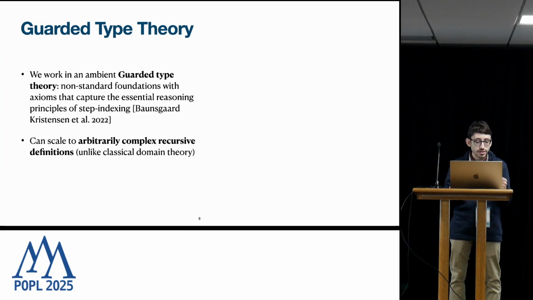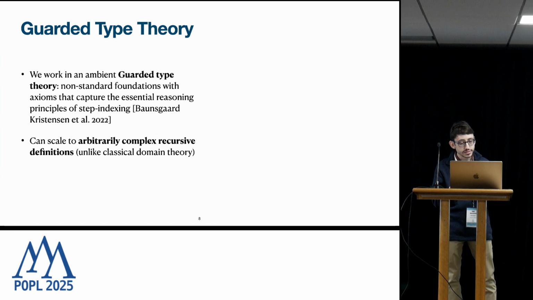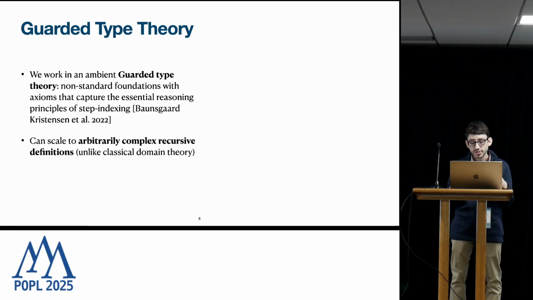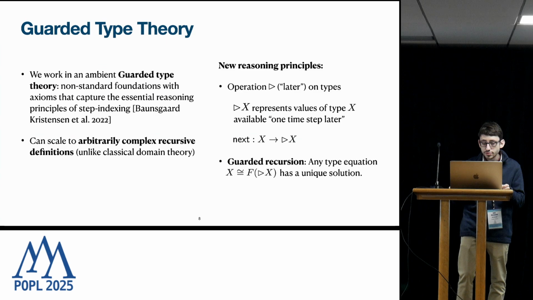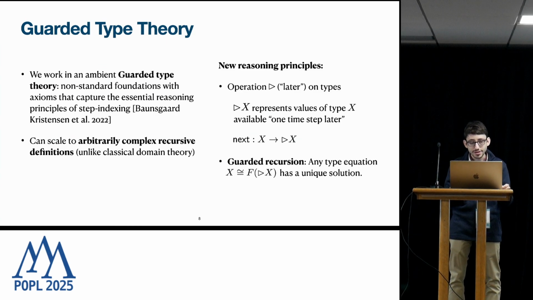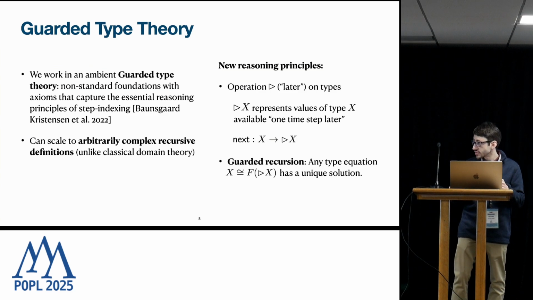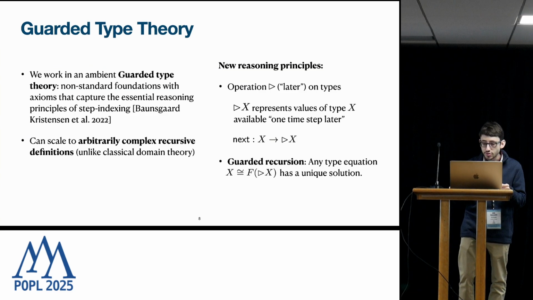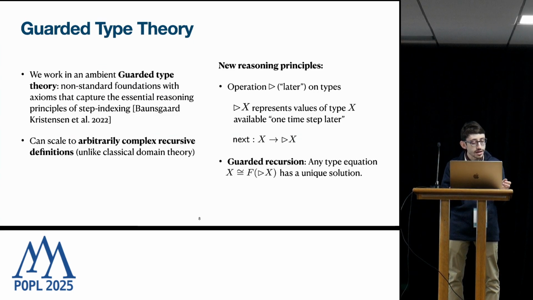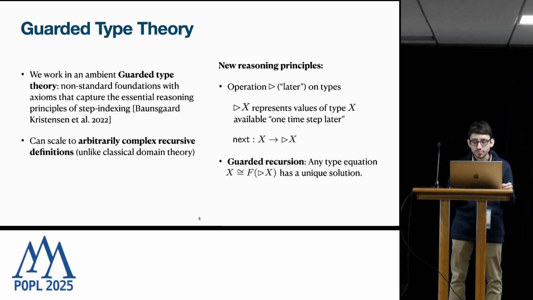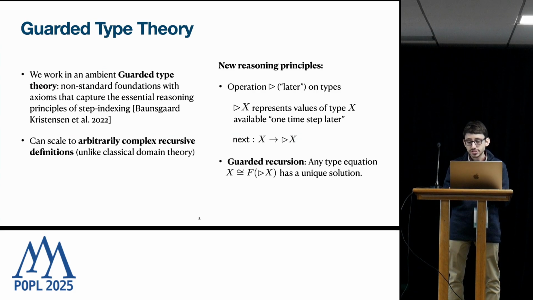Crucially for us, guarded type theory differs from classical domain theory in that it can scale to arbitrarily complex recursive definitions. So what are the new axioms that we get with guarded type theory? Well, first of all, there's this operation later on types. A value of type later x is intuitively a value of x available one computational step in the future. And then we have this function next, where we can turn something available now to be available one step later. And then lastly, and perhaps most importantly, is this idea of guarded recursion.